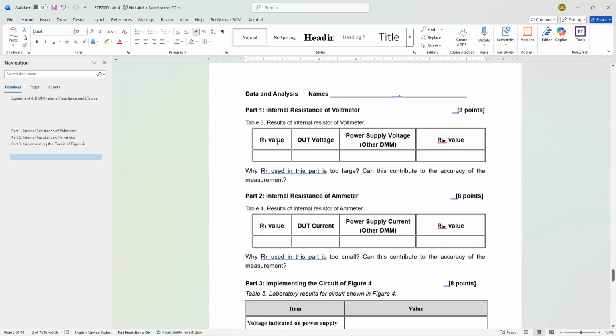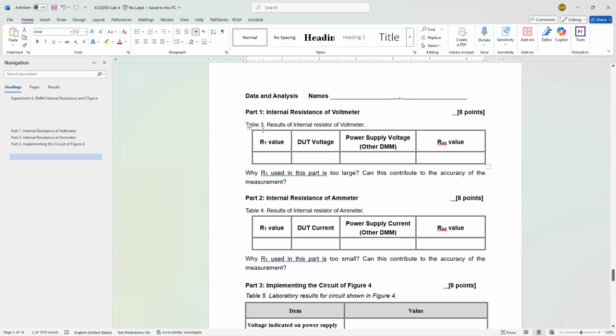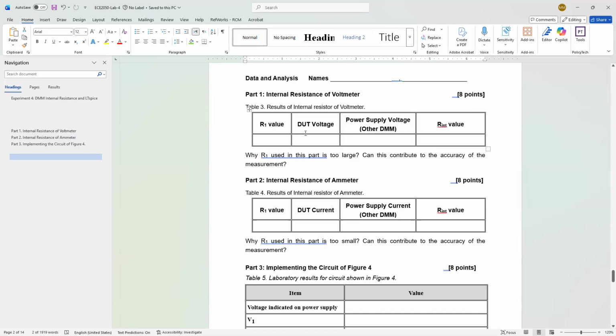Yeah, so you have to fill up this table here. You have what is R1, what is a DUT voltage, and by this way you can calculate R internal. You need to calculate R internal. Here I'm just telling you why R1 is this. It has to be a large value for R1.